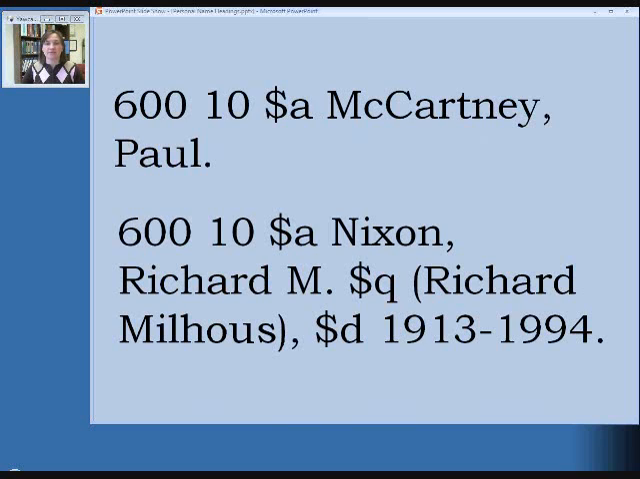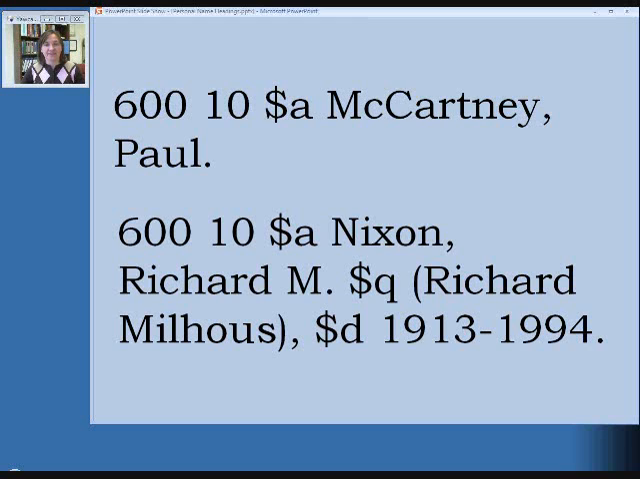So here are some examples that we looked at earlier in the lesson. You can see the first example has a 600 tag. It has a first indicator of 1 because the last name comes first. And just like all the other subject headings, the second indicator is 0 because this is a Library of Congress heading. And Paul McCartney's heading is pretty simple. It just has the main personal name heading, so that goes into subfield A.